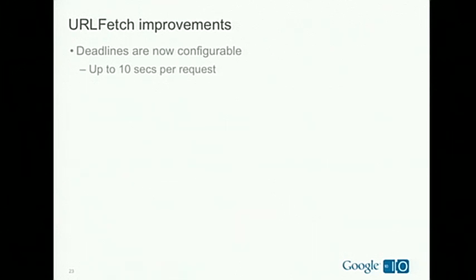We've made a number of improvements to the URL fetch API. Deadlines are now configurable. So in addition to the standard 5-second default deadline, you can now increase it up to 10 seconds. And in the future, we hope to increase that as well.